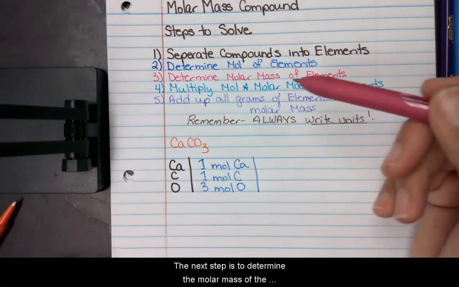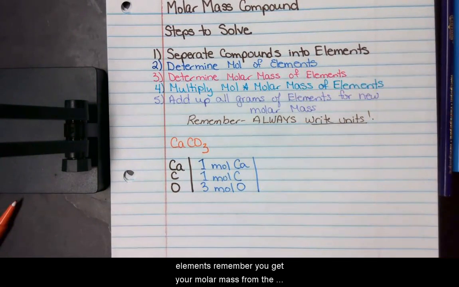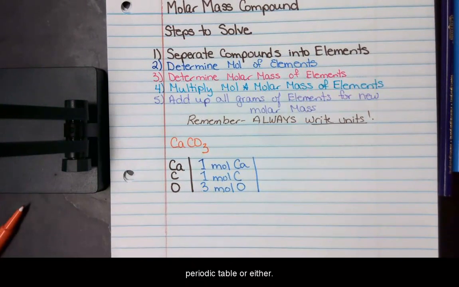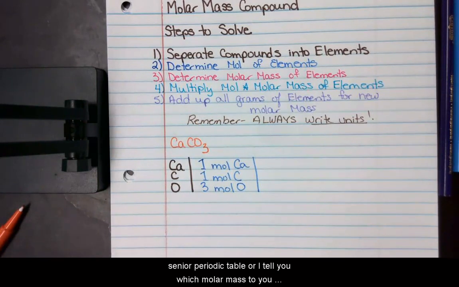The next step is to determine the molar mass of the elements. Remember, you get your molar mass from the periodic table. Now, I realize that all the periodic tables have slightly different molar masses. Do the one on your periodic table for either tests or midterms. I'll make sure that you all either have a standard periodic table or I tell you which molar mass to use so you're not worried about those slight problems in the midterms.